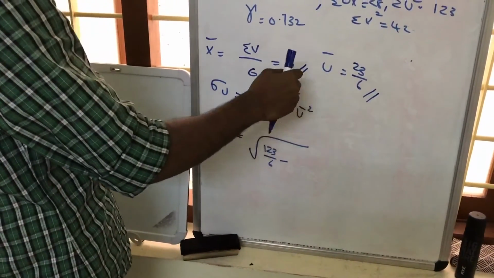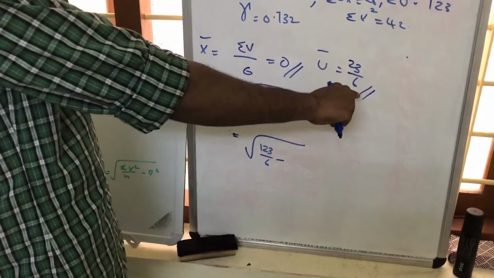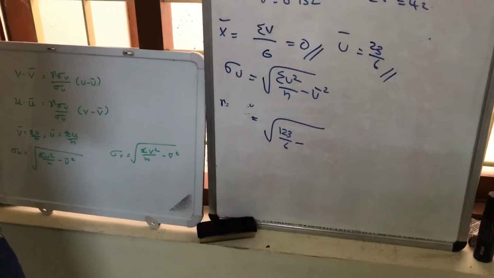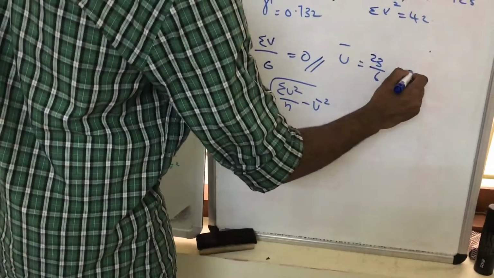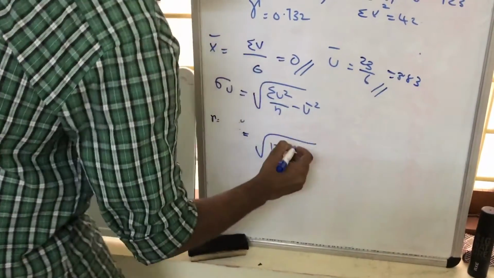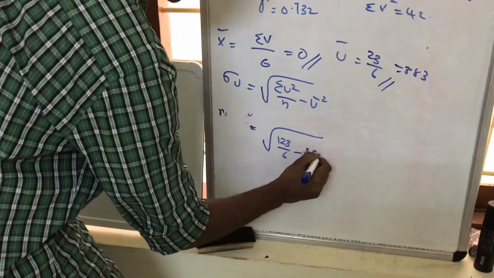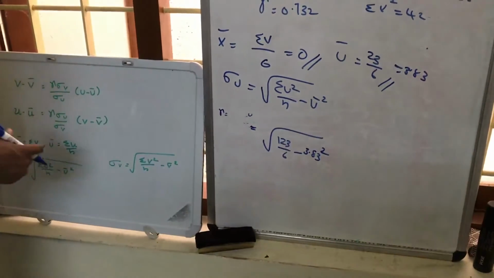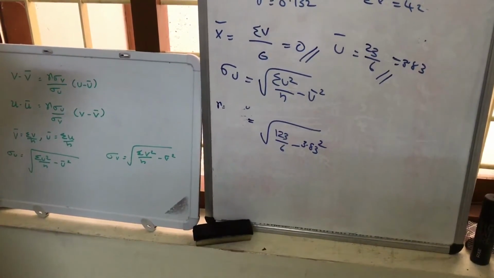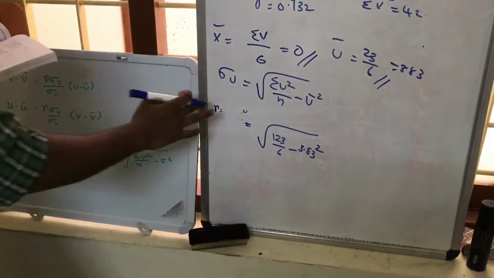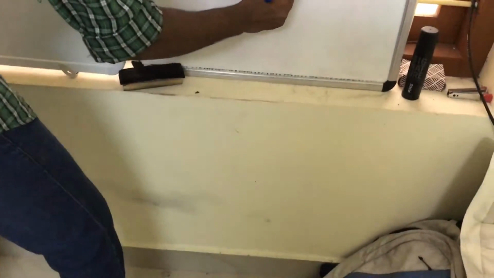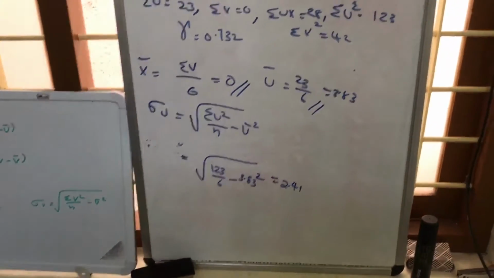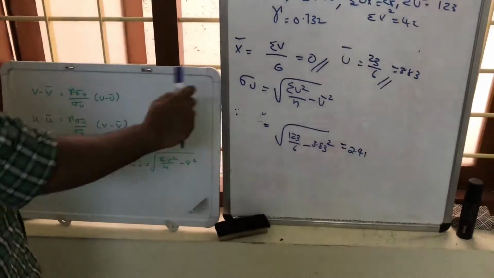U bar. U bar we have already found is 23 by 6, which is equal to 3.83. So we will substitute that 3.83 the whole square. By using this, we are able to find sigma U. So this sigma U is equal to 2.41. So here we have obtained sigma U.